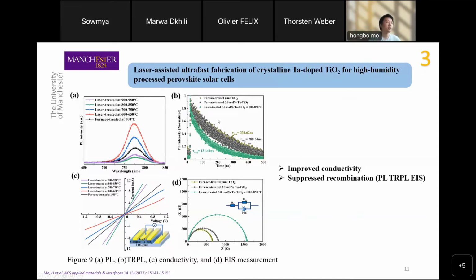So the PL, transient PL, and also the impedance show that the recombination is suppressed by the laser treated titanium dioxide film. And from the conductivity measurement, we found that the titanium dioxide treated by the laser at 800 shows the highest conductivities.